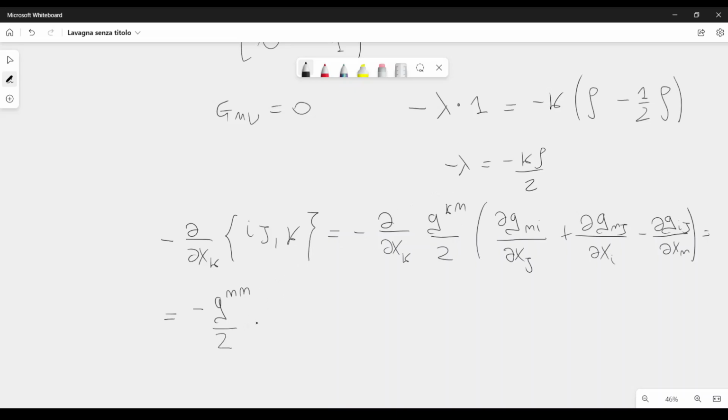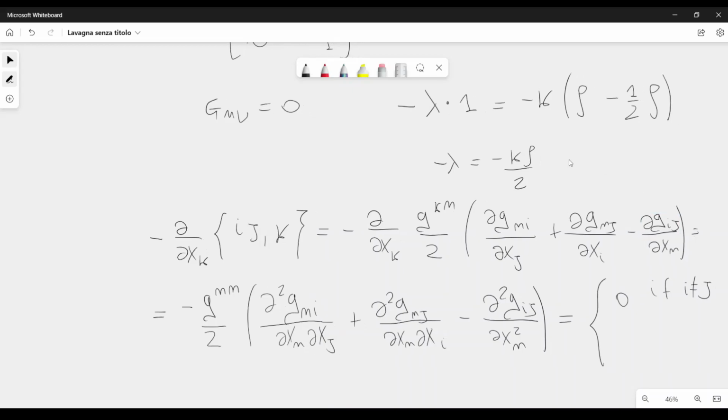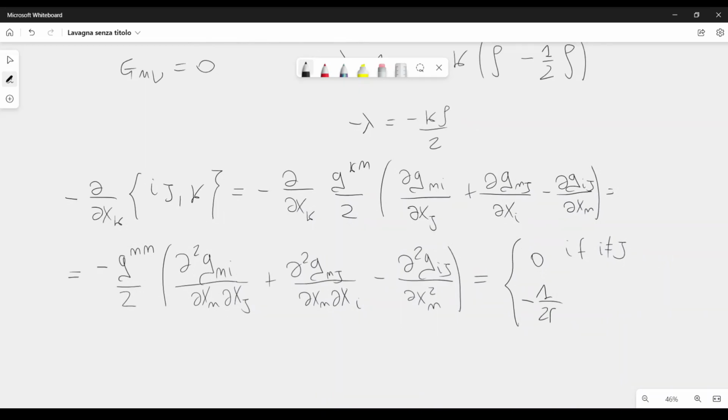So we have minus gnn over 2. Then we get d squared gnI with respect to xn with respect to xj plus d squared gnj with respect to xn with respect to xi minus d squared gij with respect to xn squared. And here you will get 0 if I is not equal to j, and also if one of them or both of them are equal to 4, and you will get minus 1 over 2r squared if I is equal to j. The field equations for I equal to j, with I and j not equal to 4, become minus 1 over 2r squared, and this comes from the equation that we have just derived.